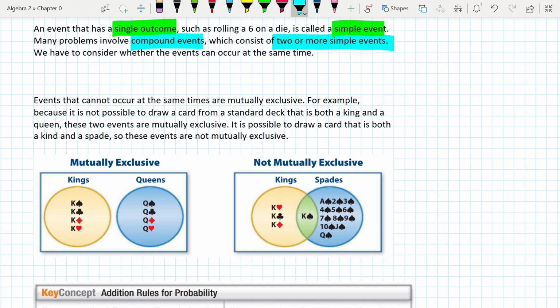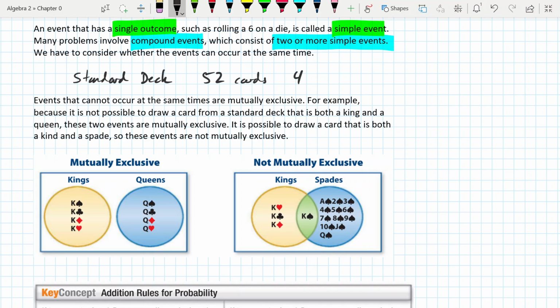A very basic one would be flip a coin and roll a die. That's two completely separate events, all right? And we have to consider whether the events can occur at the same time. They like to use cards here for it. So you have to know some stuff about a standard deck. A standard deck of cards has 52 cards.